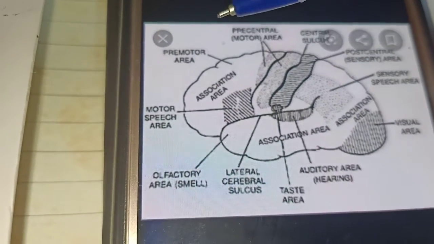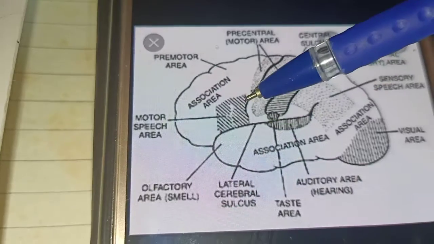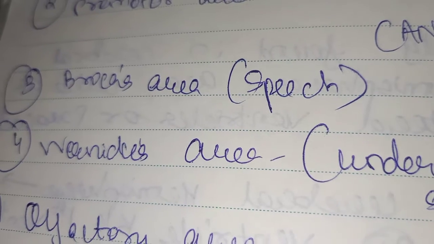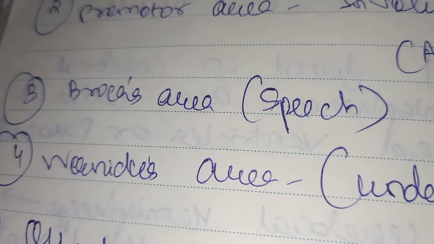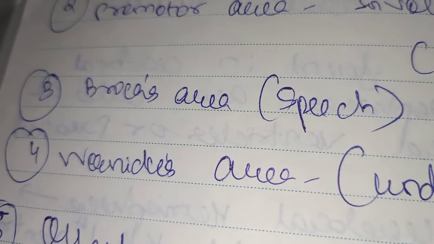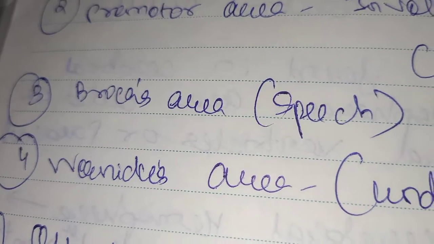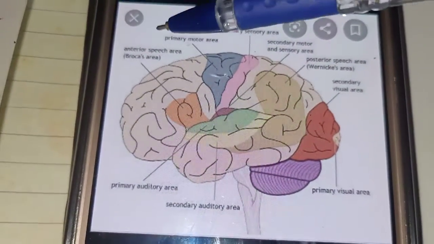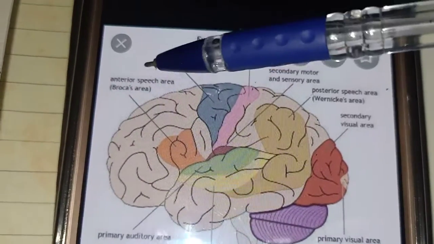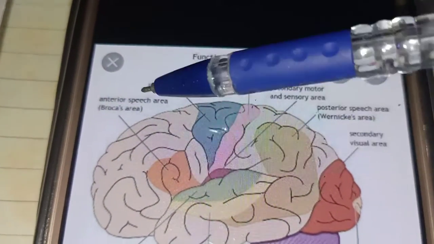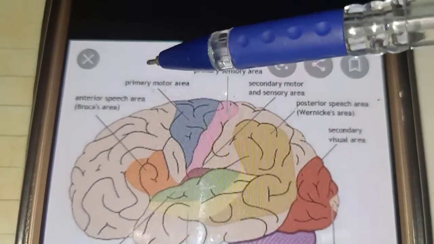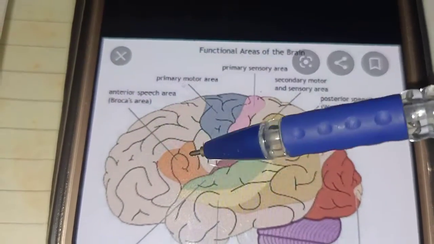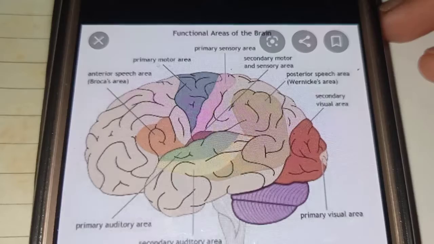Then there is Broca's area. This Broca's area is present here, which is the speech area. So the next is Broca's area. This Broca's area is the speech area. I'll just show you in the diagram. Okay, so you can see here the anterior speech area. So this is your Broca's area. These are the functional areas which I am showing you. This is the primary motor area which I have shown you right now. This is the Broca's area and many association areas I have shown in the previous picture.